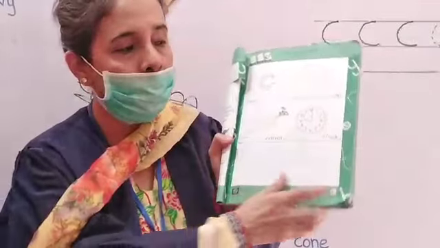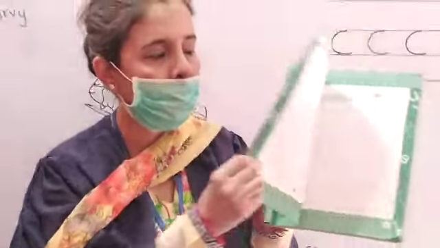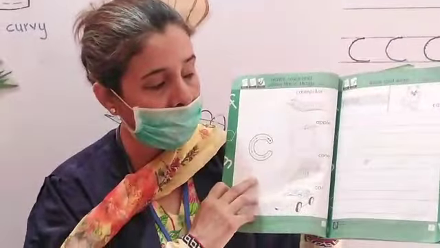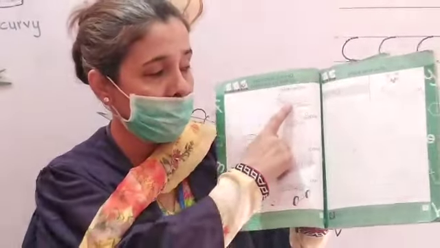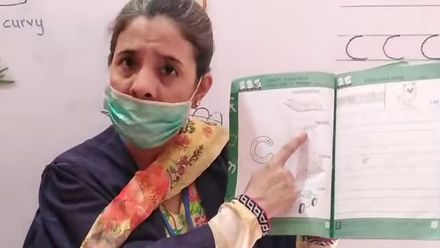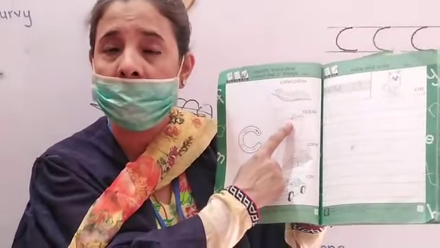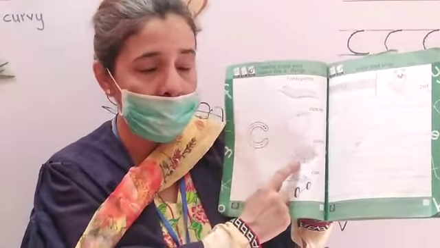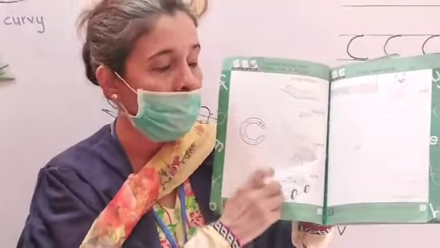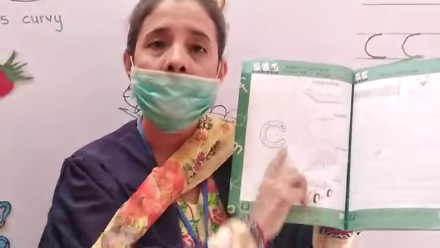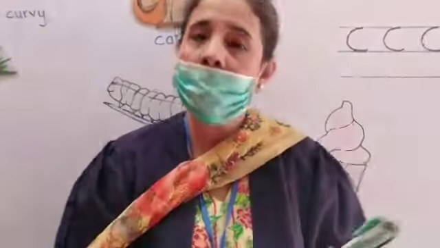After this, you have to turn your page, see this page, and match the vocabulary with this sound. Her caterpillar, her apple, no, it doesn't start with her. Her cone, her car. You have to match this her with the related things. And that is the end of today's lesson.